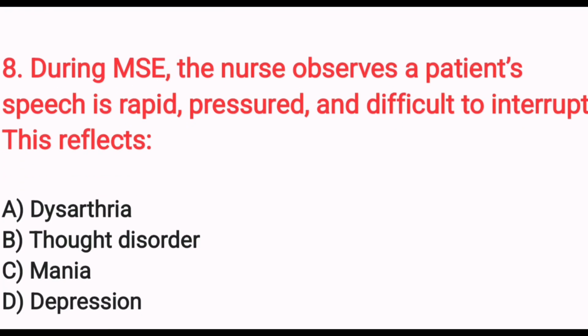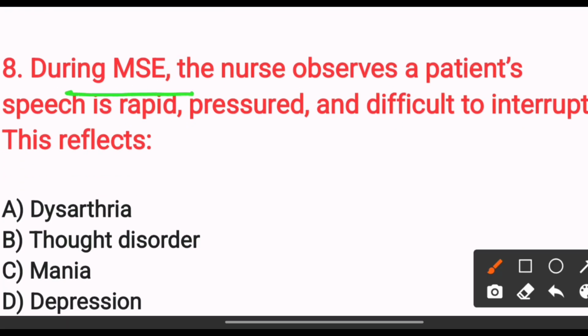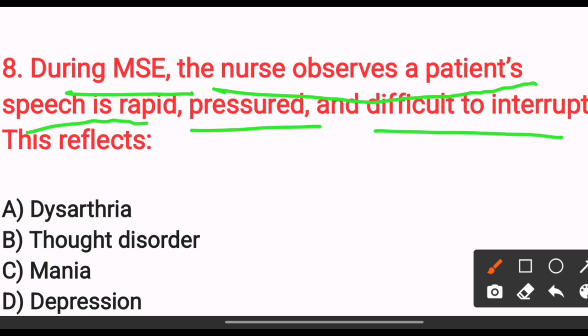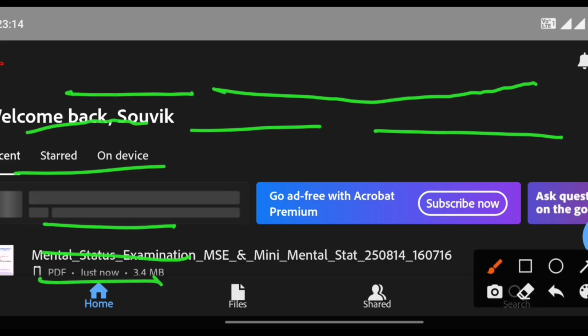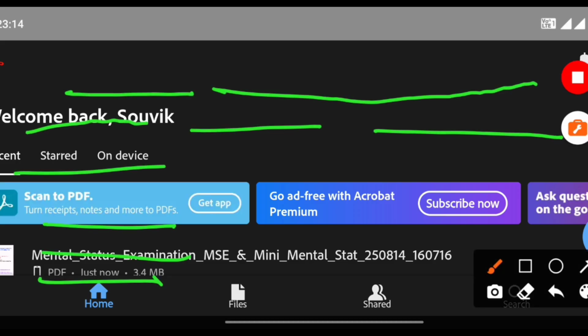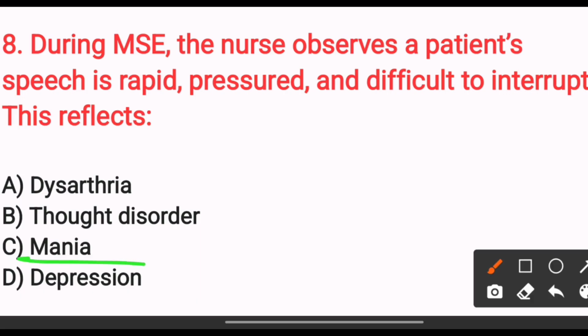Next, during the mental status examination, the nurse observes that a patient's speech is rapid, pressured, and difficult to interrupt. This reflects: option A, dysarthria; option B, thought disorder; option C, mania; option D, depression. The answer is mania. Pressured speech is a common feature in a manic episode. So the answer is option C.